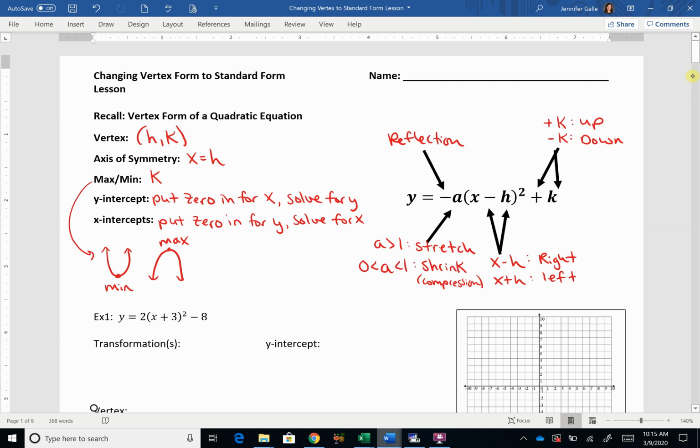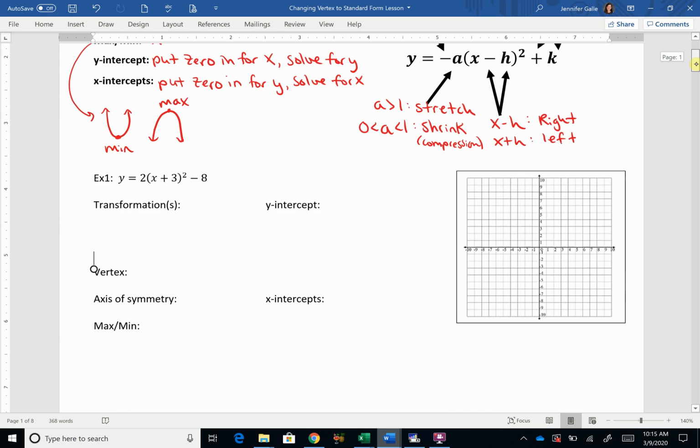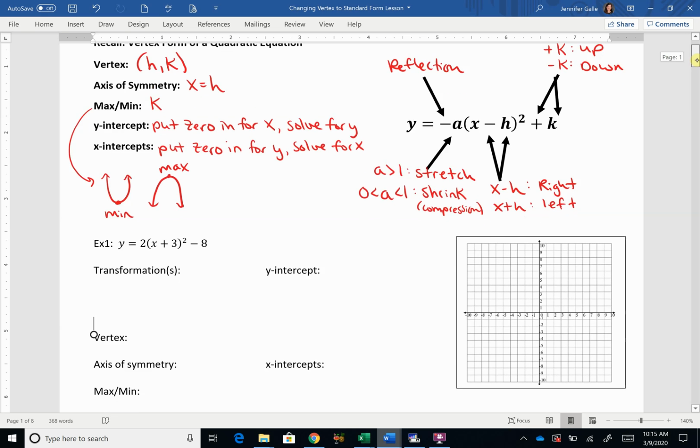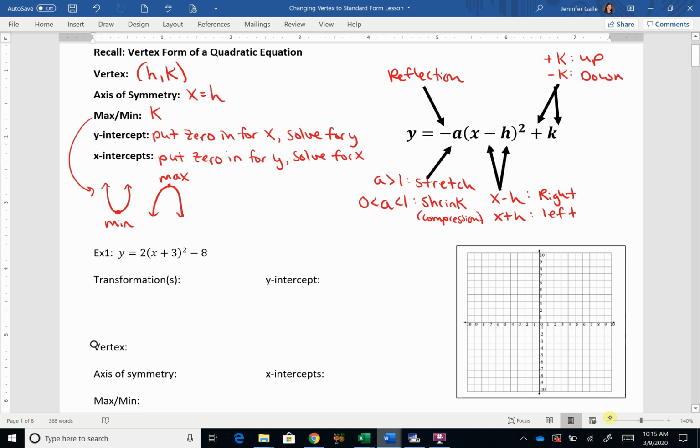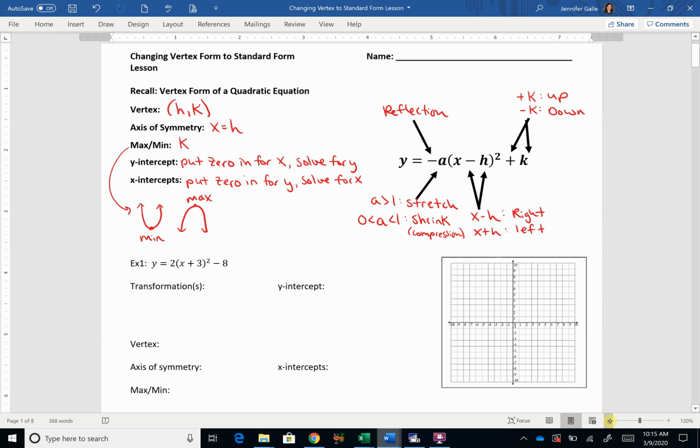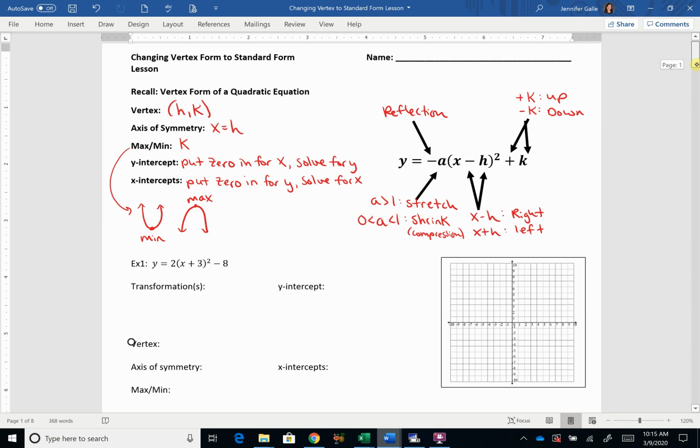So let's take a look, and we can use the organizer up at the top to help us fill in what we need.